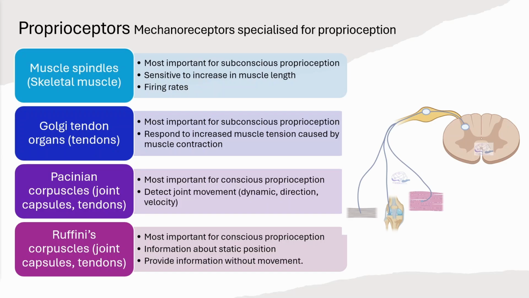By contrast, the Ruffini's corpuscles, also on the joint capsules and tendons, give information about static position of the joints, so that they provide information about where that body is in space without the animal actually having to be moving that joint. And obviously that's very important for when you're remaining stationary, and this is also important for conscious proprioception.